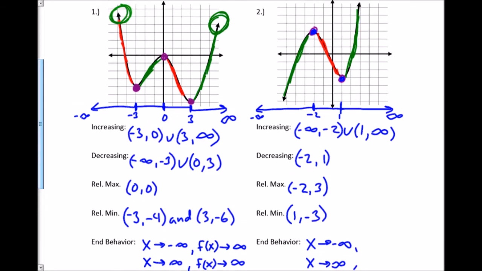If I'm looking at negative infinity, as x goes to negative infinity, that's the left side of my graph. I look at my arrow, it's going down, so f of x is going to negative infinity. As x goes to positive infinity, I'm looking at the right side of my graph. I look at the arrow, it's going up, so that means f of x is going to positive infinity. Okay, and that's my end behavior.